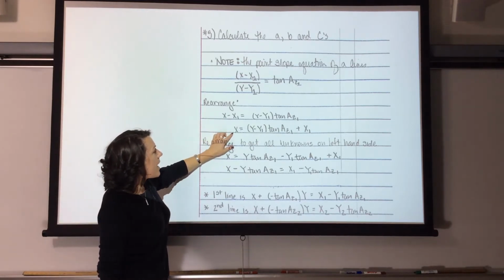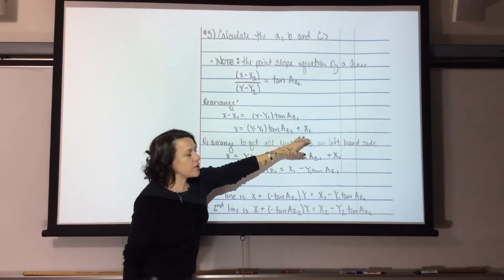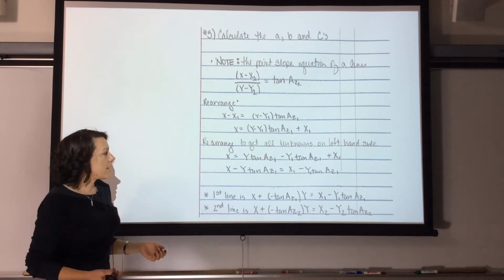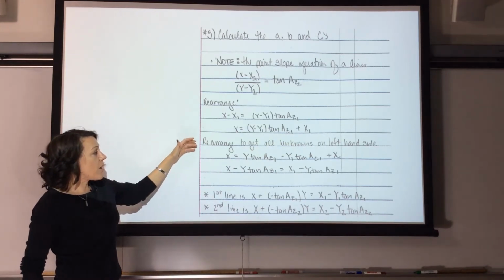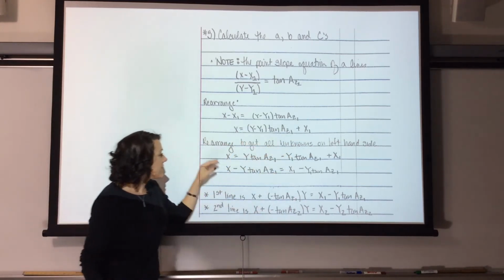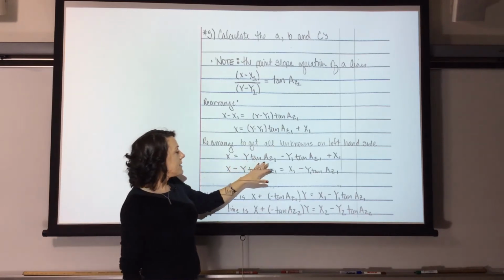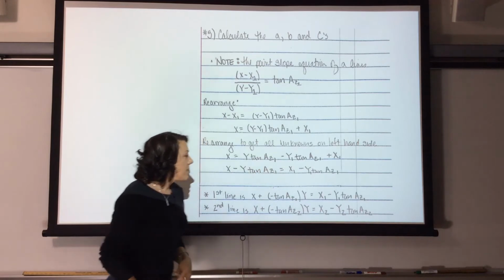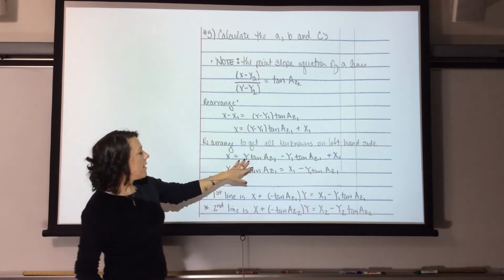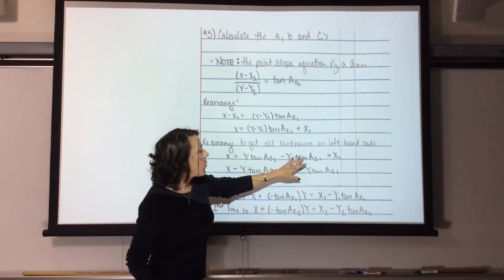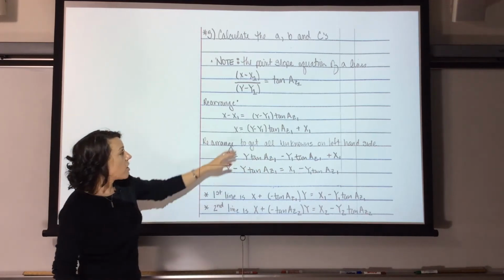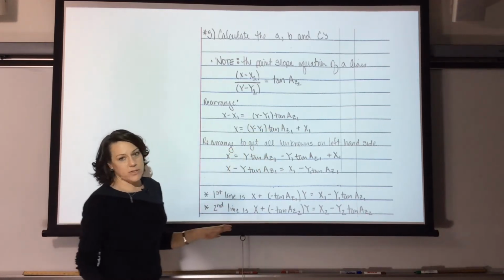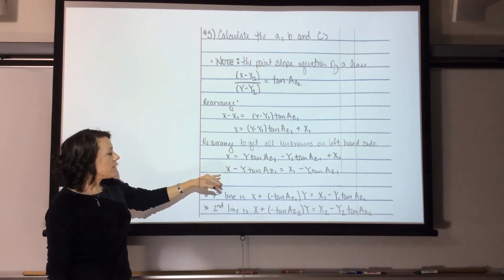We can solve for the x, so we move the x over to the other side, so it becomes a plus x. Now, when we rearrange the equations to get all the unknowns to the left-hand side, we have x is equal to y tangent of the azimuth, minus y1 times the tangent of the azimuth, plus x1. All I did was multiply the factors out. Okay. Same thing for the second one.